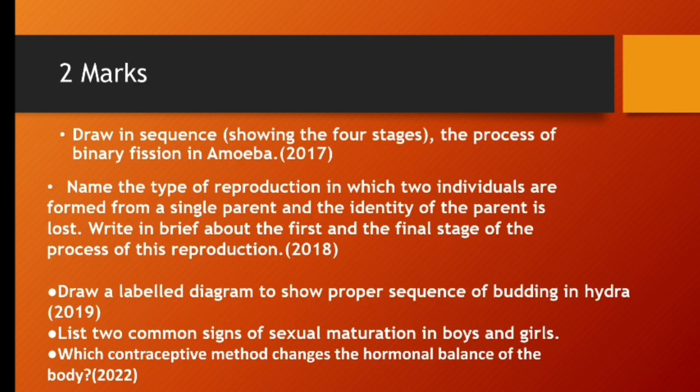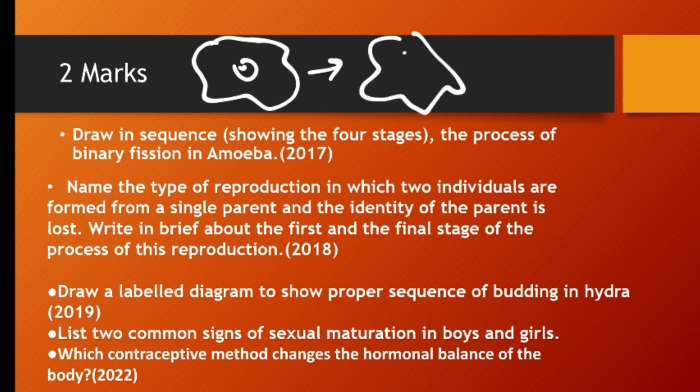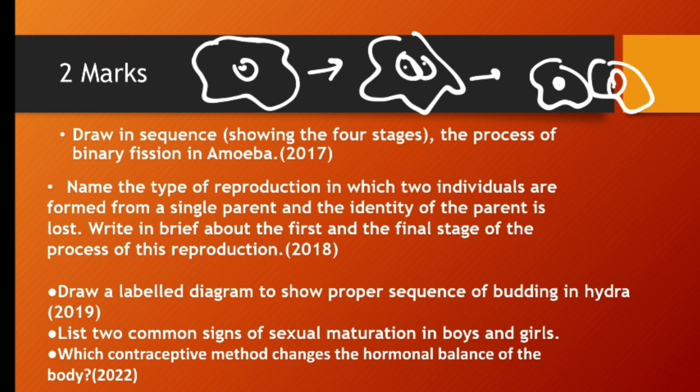Moving on to the 2 marks questions. Here they have asked you in the year 2017 to draw the sequence of 4 stages of the process of binary fission in amoeba. Very simple. First you have to draw the mother, or the parent. Then the nucleus divides into 2. Then it leads to the division of the cytoplasm, and then you have 2 daughter cells formed.